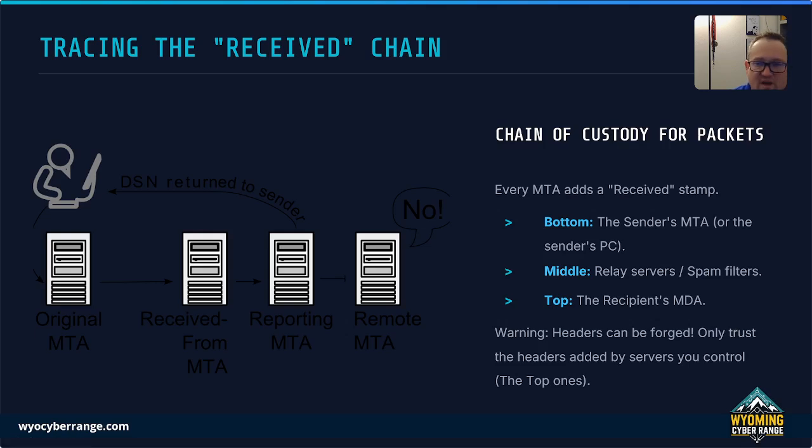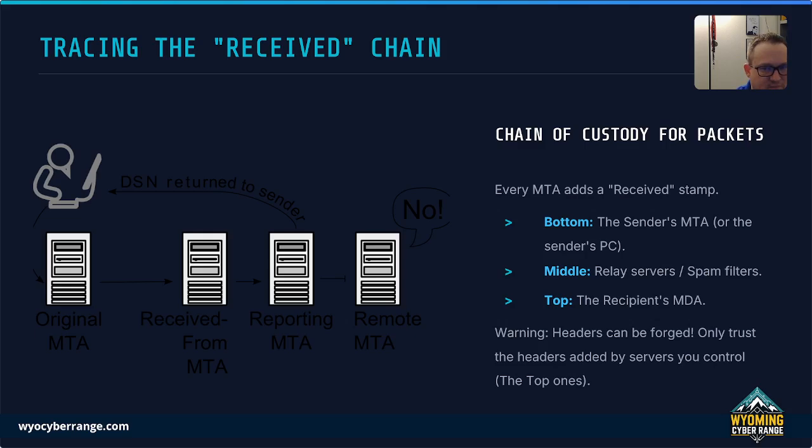Let's talk about the chain of custody when it comes to email. Now, the chain of custody has 3 different parts. Every MTA, the mail transfer agent, will add a received stamp to the email. So if there are multiple servers that this email has gone through, you'll have a received stamp at the top of each header. The bottom one is going to be the sender's MTA, or the personal PC. The middle consists of normally relay servers and spam filters, and there could be multiple here. And then the top is going to be the recipient's MDA.